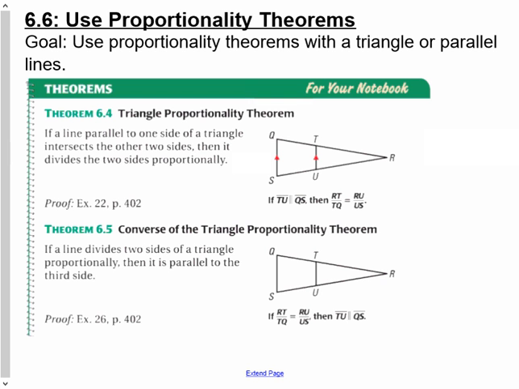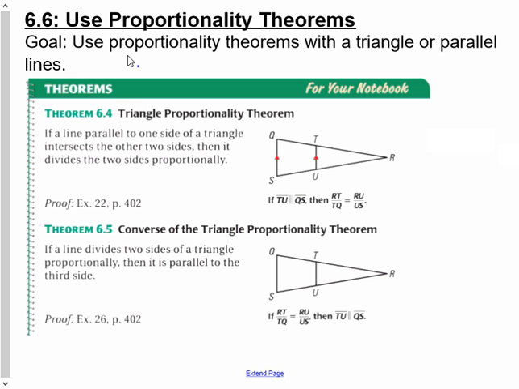Today's lesson is over 6.6 using proportionality theorems. These are theorems that come straight from triangles being similar, generally by angle. Looking first at 6.4, the triangle proportionality theorem says if a line is parallel to one side of a triangle and intersects the other two sides, then it divides the two sides proportionally.